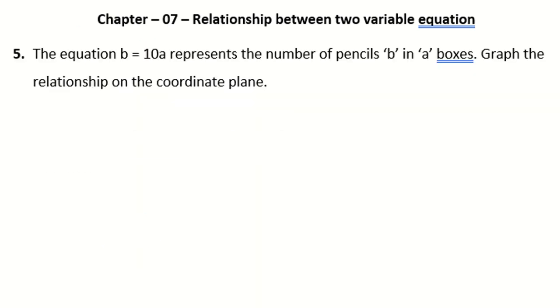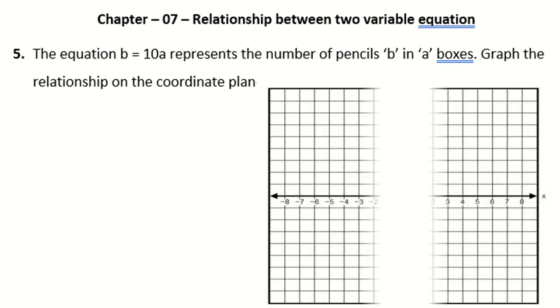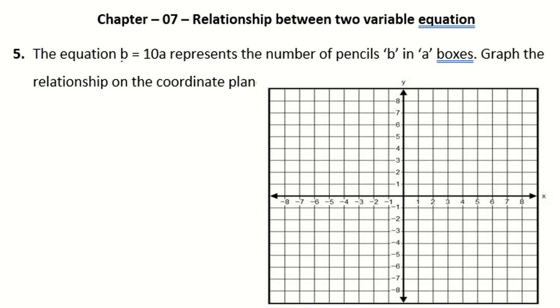Okay. Now, next is the equation b is equal to 10a, which represents the number of pencils b in a boxes. Graph the relationship on the coordinate plane. You see how you will draw the graph. This is very easy for you to understand. See, I'll tell you, b and a.